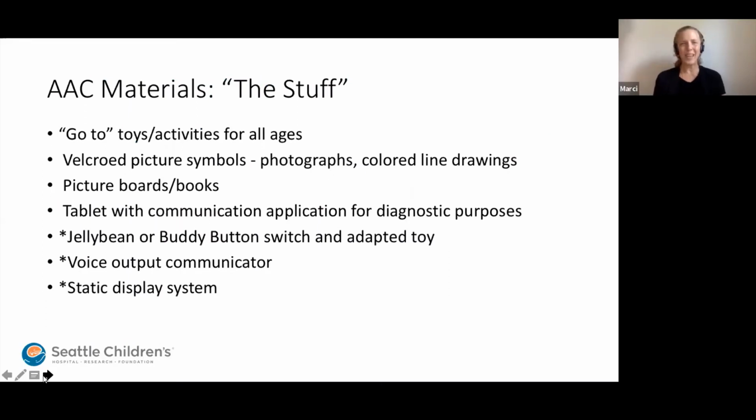So let's get into the AAC materials, the stuff. I'm going to talk about my go-to toys and activities. I'll show you some images of Velcro picture symbols, picture boards and books, tablets, jelly beans or buddy button switches, voice output communicators, and static display systems. And I'm not going to go into any depth for the last three, except to say that those are in the toolkit and they can be used for kids who are at the lower end of the communication continuum. So let's dive into the stuff.